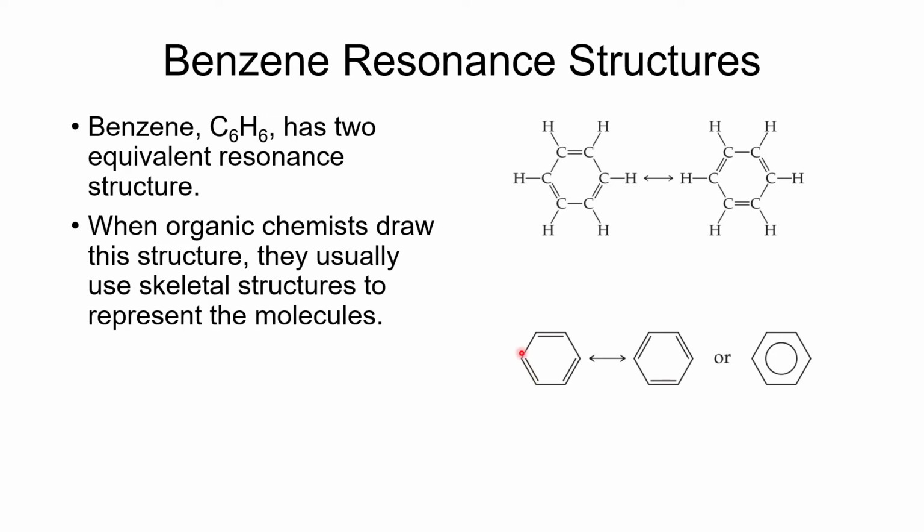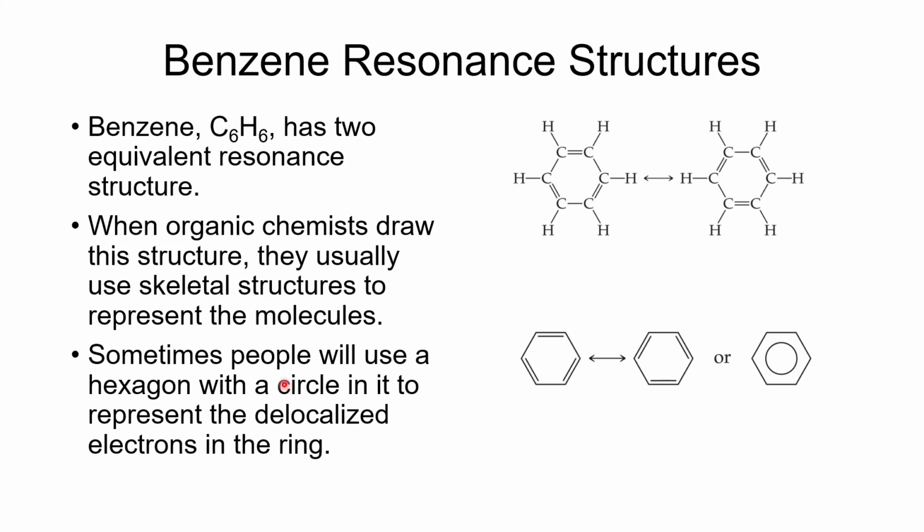Sometimes you'll even see people who think this is just too much work to draw the skeletal structure, and so instead they'll just draw a hexagon with a circle in it. And that's fine for other people. I'm not going to draw those because they are a little bit misleading as to what's going on. But indeed, you are getting delocalized electrons. It's just a little more complicated than that. So okay, those are the resonance structures for benzene.